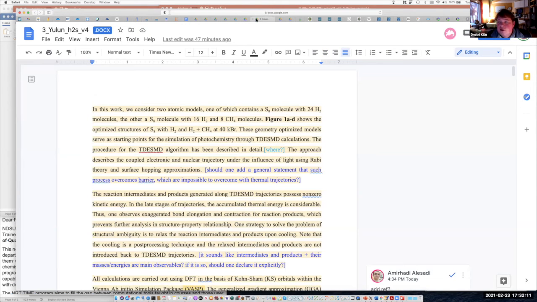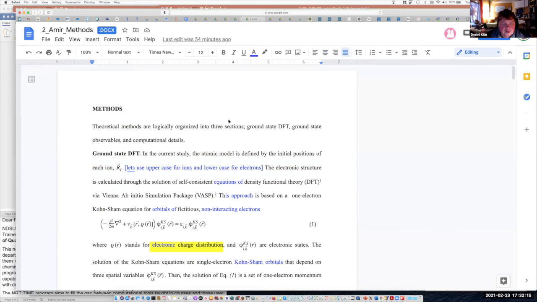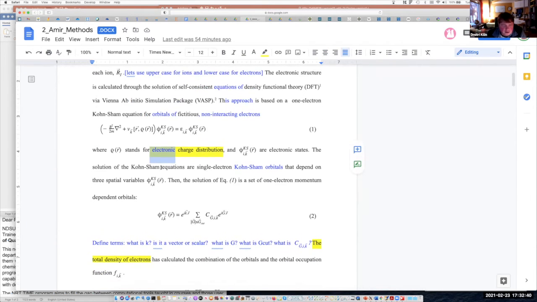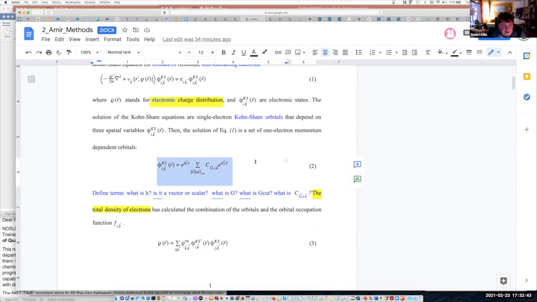So second is by Amir. Let's agree to use uppercase for ions. It was lowercase here, probably a typo. Here it was ionic charge distribution, which is not right, it's electronic charge density. Equation 2 is really great, and it really deals with how WASP software is working. In fact, it computes these C coefficients rather than the space distributed wave function.